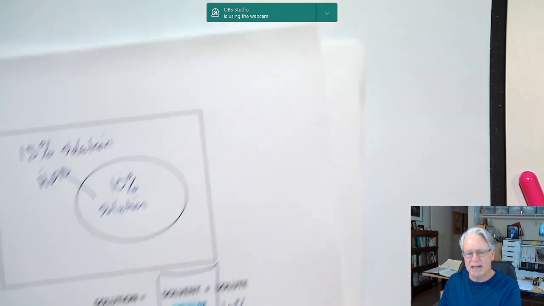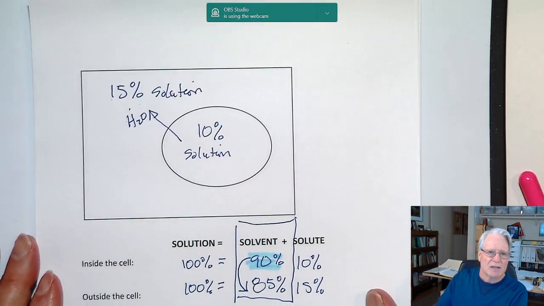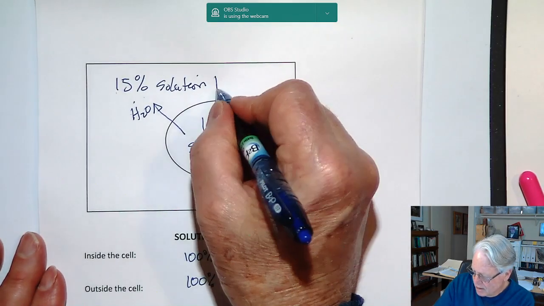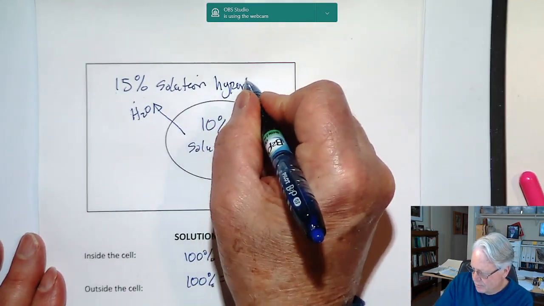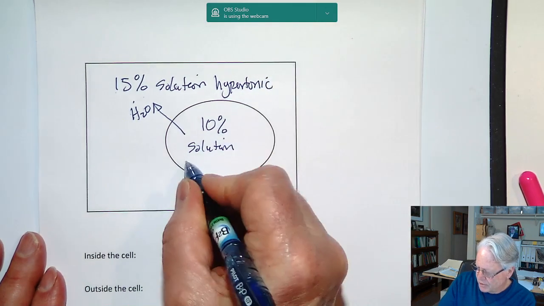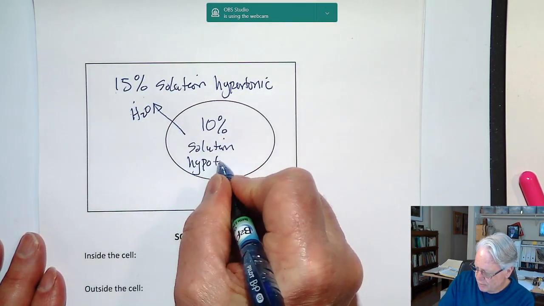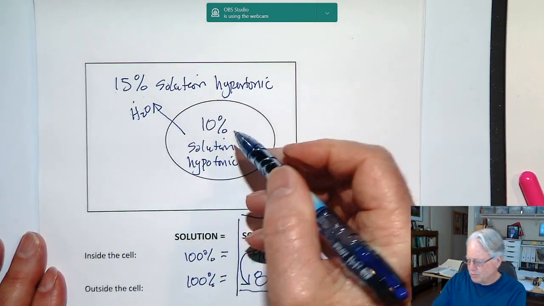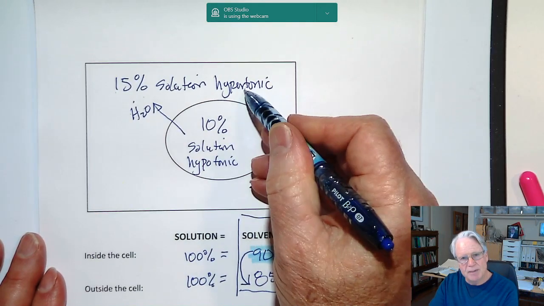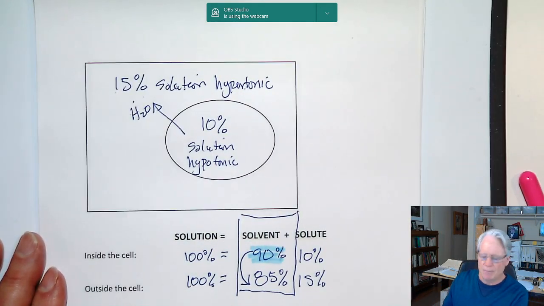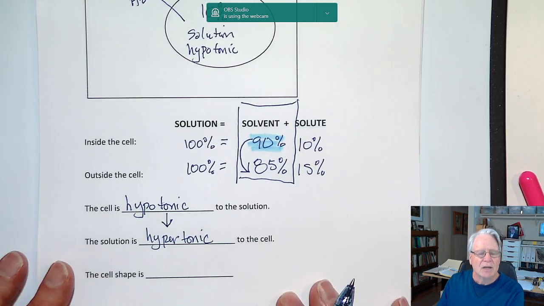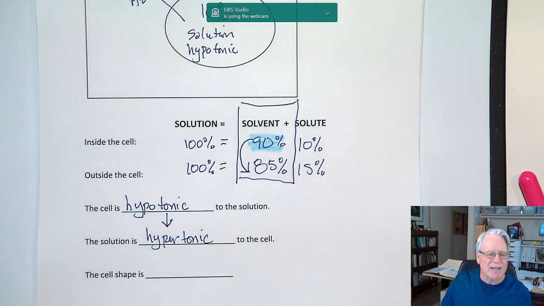So we can add that up here. This is hypertonic. This is hypotonic. Water is moving from hypotonic to hypertonic. Okay. Now the question becomes, what happens to the cell shape? Water is leaving the cell.